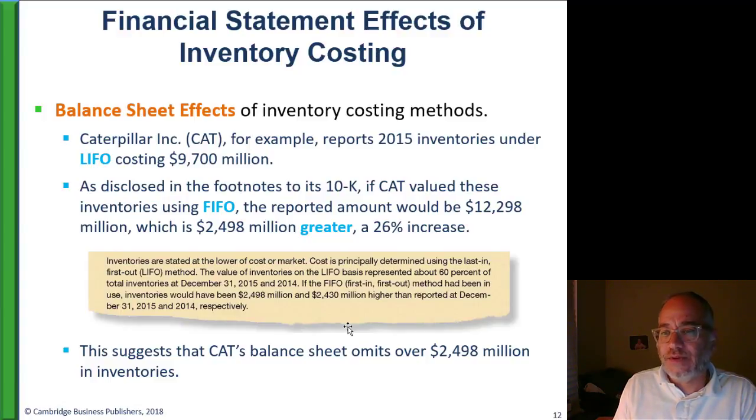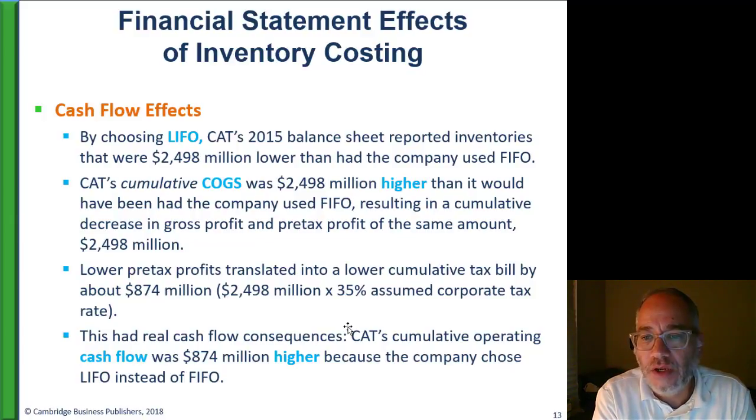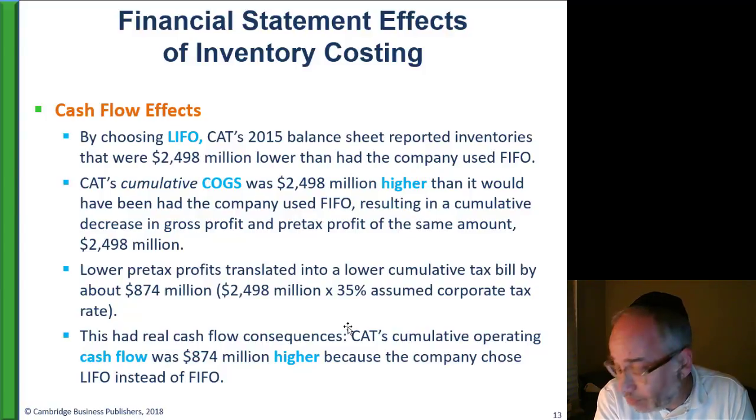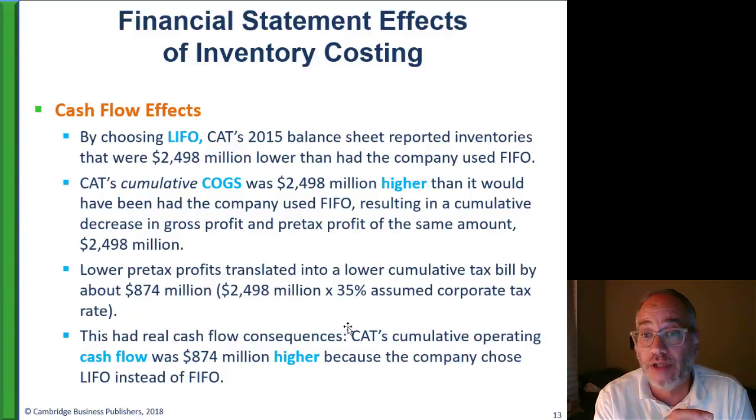And so if you're looking at CAT's financial statements, because they're using LIFO, current assets have been underestimated by $2.5 billion. You're going to want to fix that. So the company, by choosing to use LIFO, is making a decision that it's going to report its balance sheet a little low, and it's going to underestimate its assets by $2.5 billion.